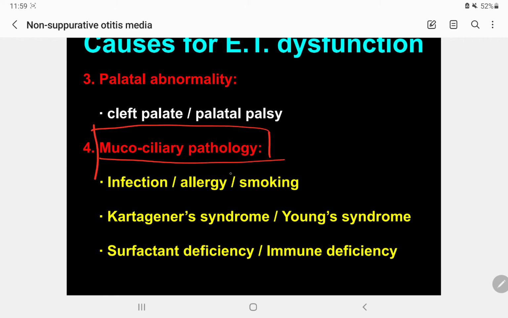So it includes... it can occur due to infection, allergy, or smoking, right? Any kind of allergy, it's a very important aspect. And then another is Kartagener syndrome, or Young syndrome. Okay, we will read about Kartagener syndrome and Young syndrome in the next slide. And then also surfactant deficiency and immune deficiency, right?